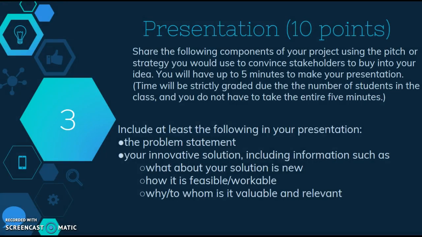The third piece, of course, is the presentation. And I know that some people had questions about what actually to present for the Iron Innovator. So if you look here, I wrote include at least the following in your presentation. What is the problem statement and what is your solution? Including information such as, what about your solution is new, how is it feasible or workable, and why or to whom is it valuable and relevant. I'm thinking no more than 5 minutes, so it will be pretty short.